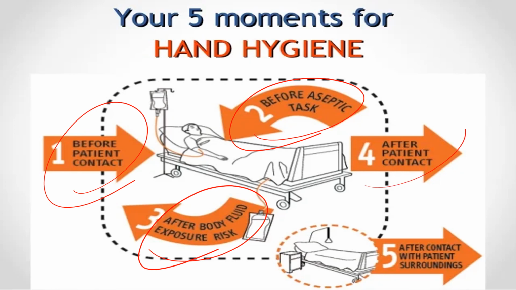And next is after patient contact. When you are about to leave the patient, you have to perform hand hygiene, at least with the hand rub, as I told you, if it is not visibly soiled. This is to prevent cross infection and also for your safety too. And the fifth one is after contact with the patient's surroundings. For example, you're touching the patient's bedside locker, or after bed making, or you're touching the patient's surroundings. So you have to perform this hand hygiene.